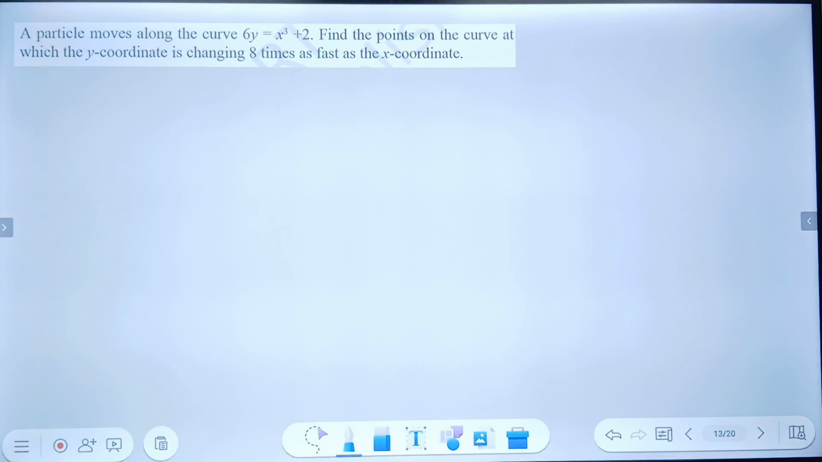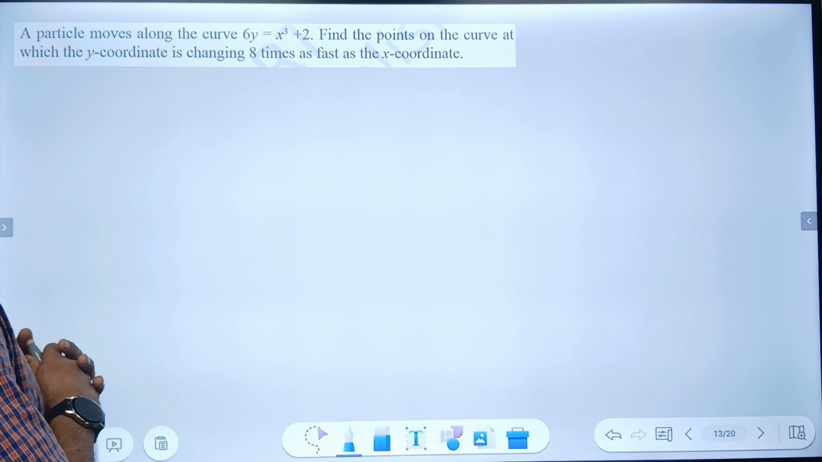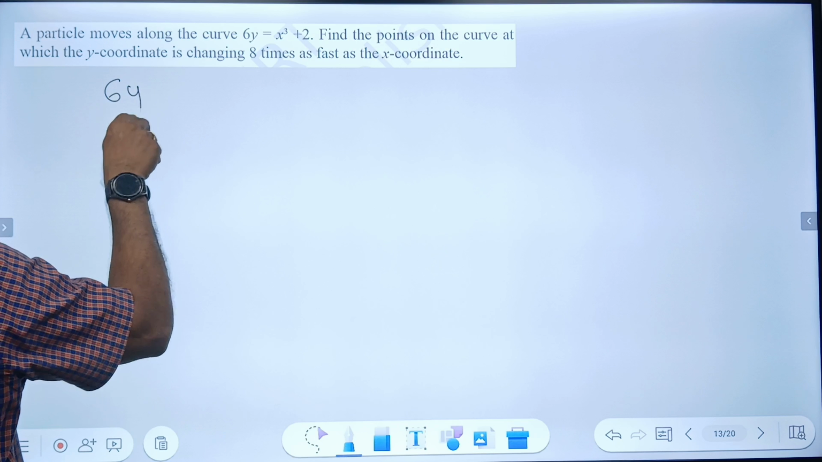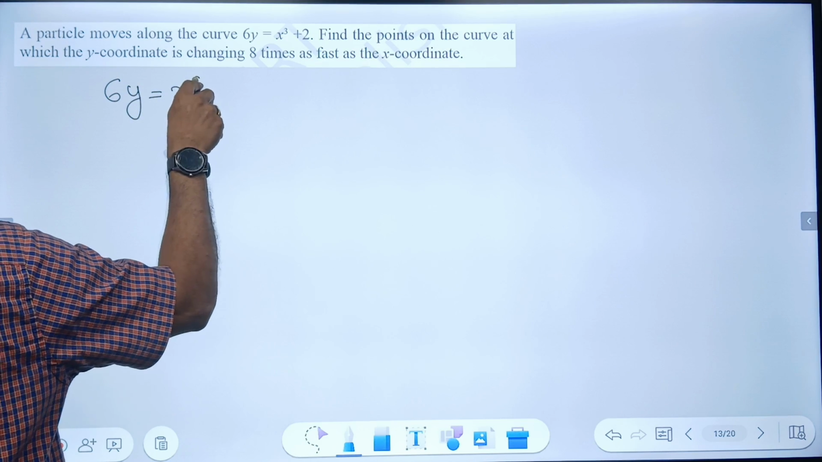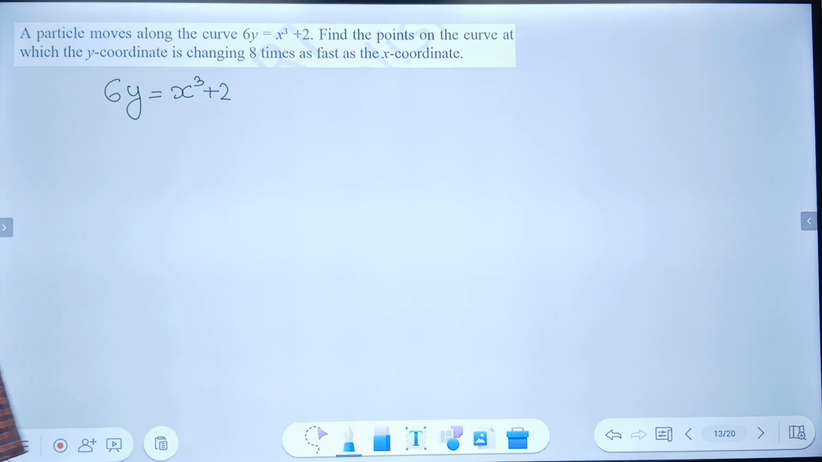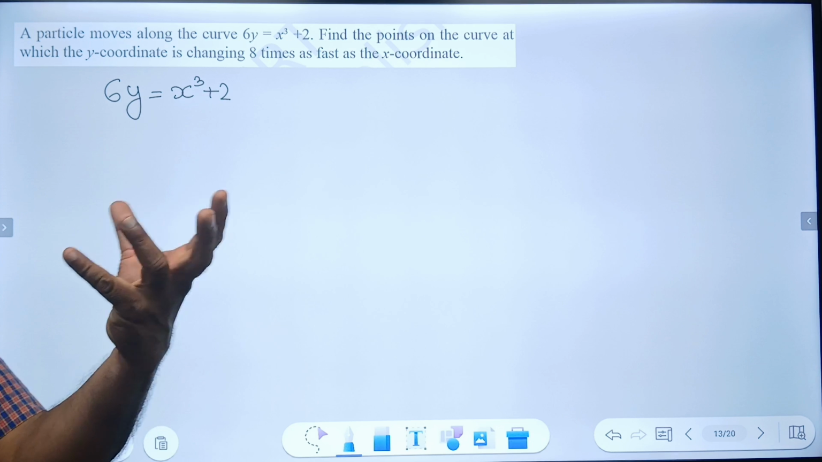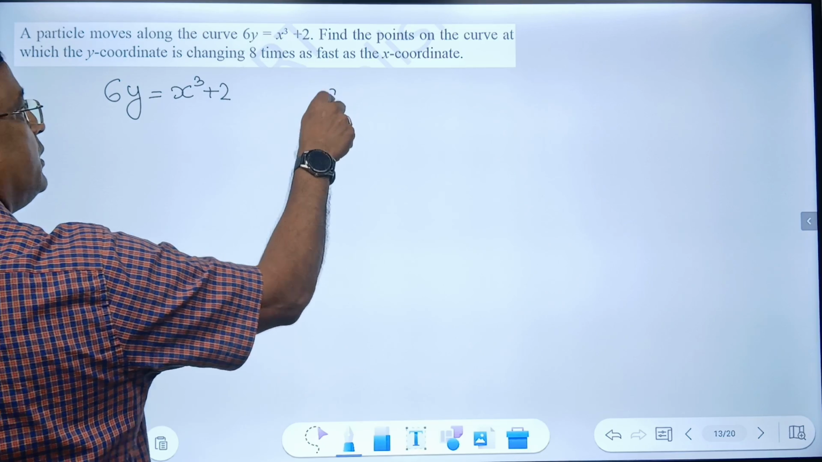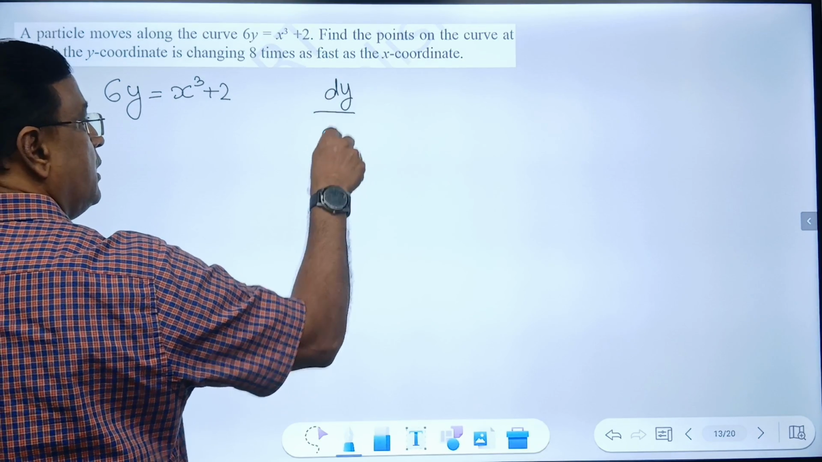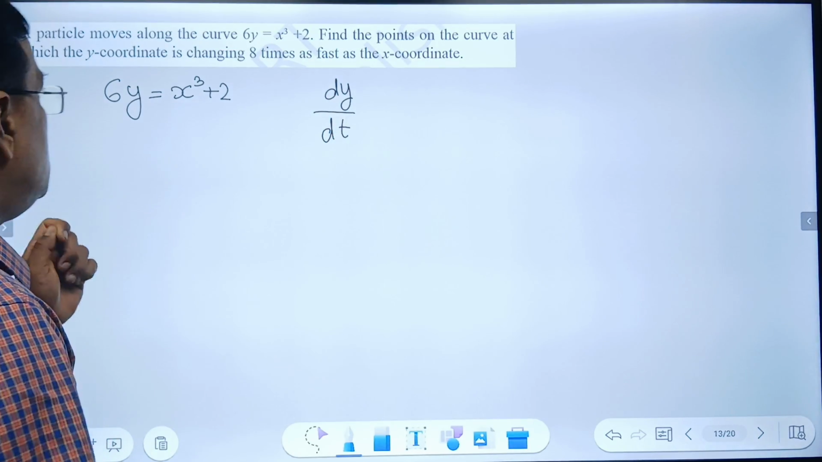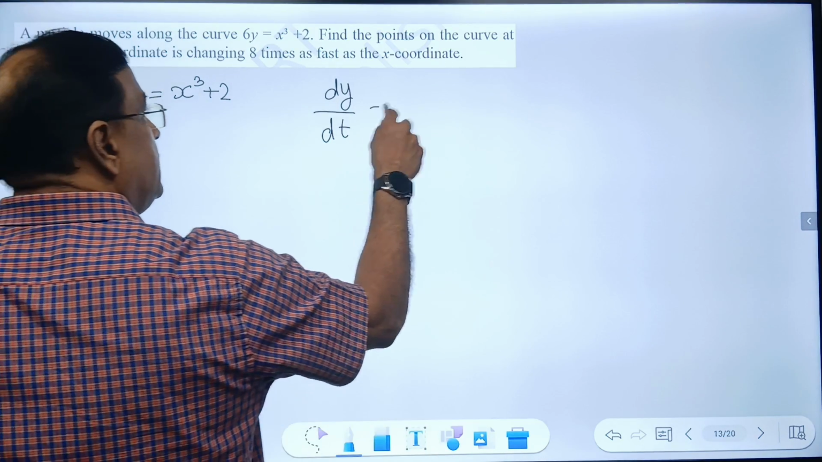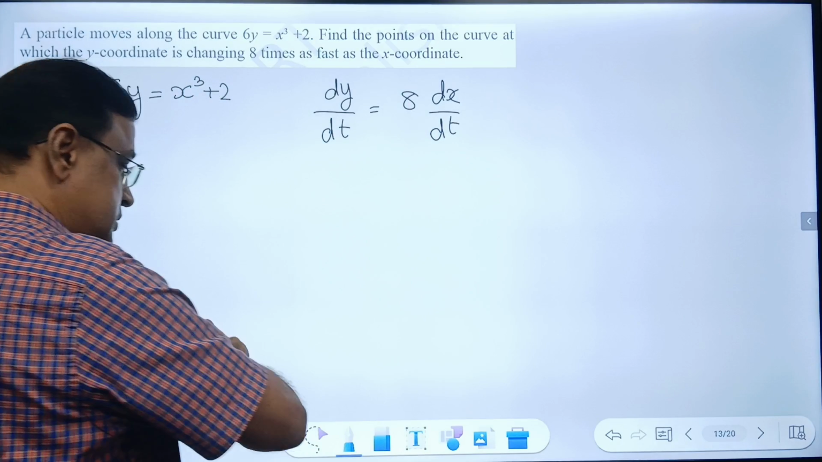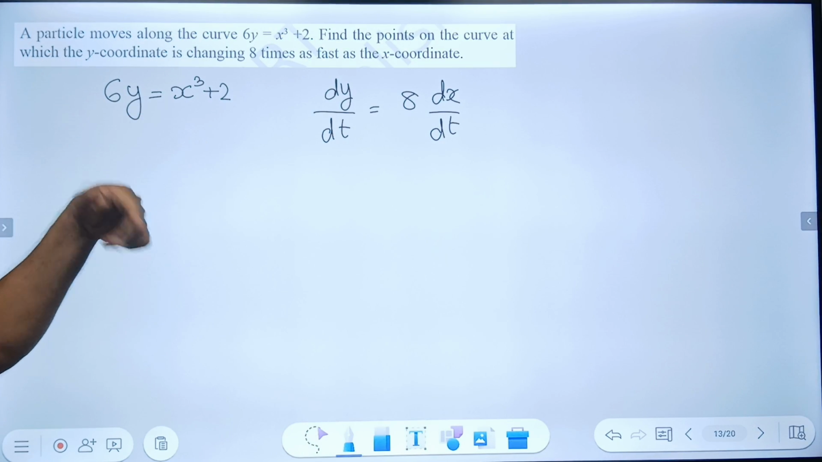Now, a very important question. A particle moves along the curve 6y equal to x cubed plus 2. Find the point on the curve such that the y coordinate is changing 8 times as fast as the x coordinate. The y coordinate is changing means dy by dt.